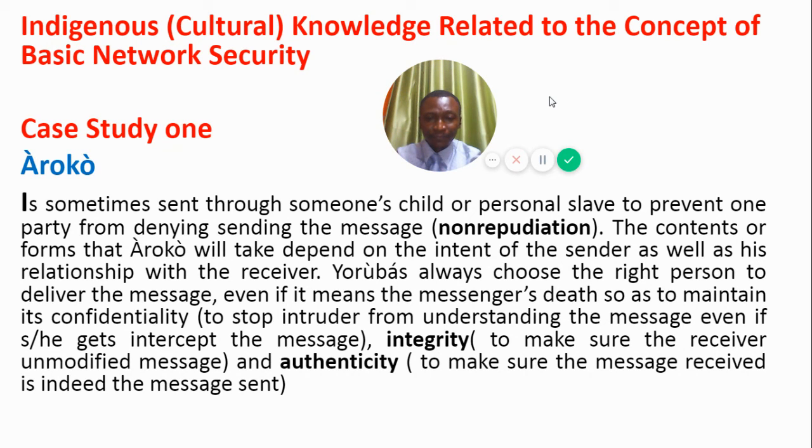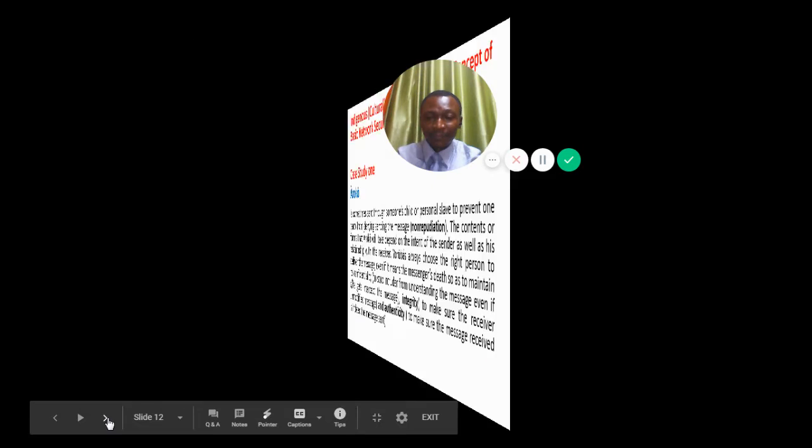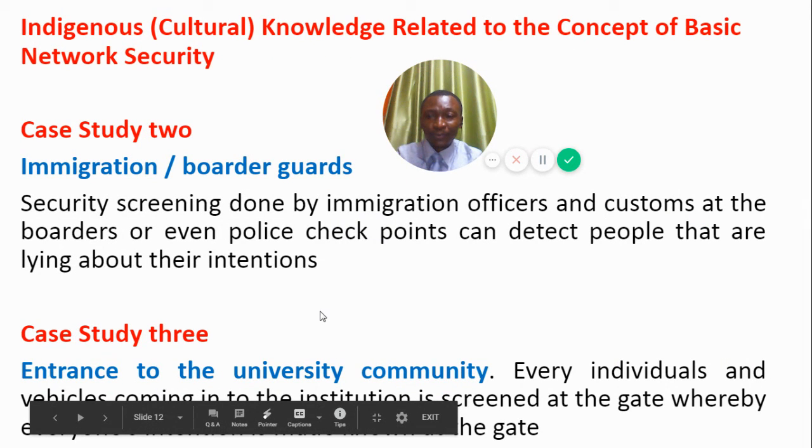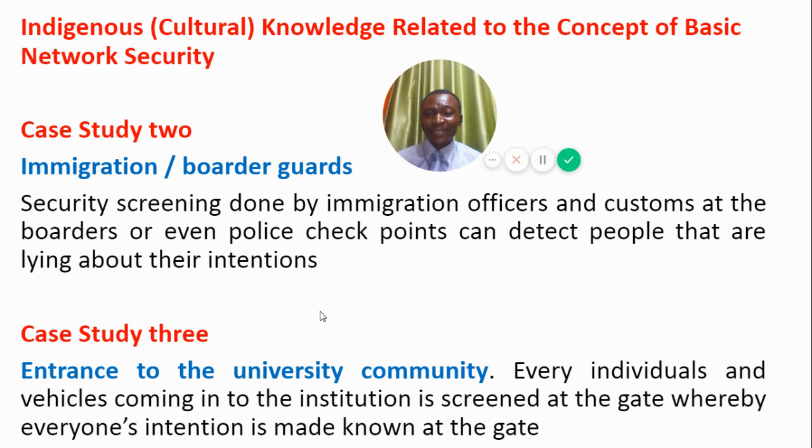Let's look at another example. Case study 2: immigration and border guards. Security screening done by immigration officers and customs at the borders, or even police checkpoints, can detect people that are lying about their intentions. You come in from the international airport, and immigration people will stop you. What is your mission? What are you trying to do? Bring your passport, this and that. They try to check you. There are some firewalls which have been there. As you go through the firewall, they must check your passport. Are you the authentic owner of this passport? All these are processes related to network security.